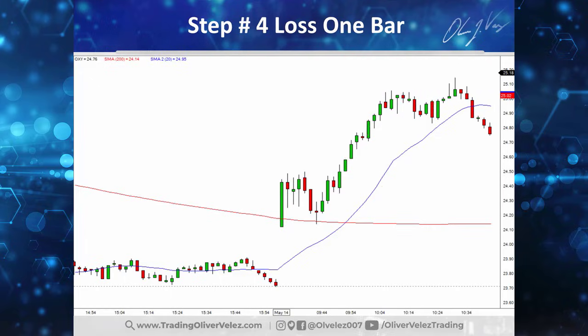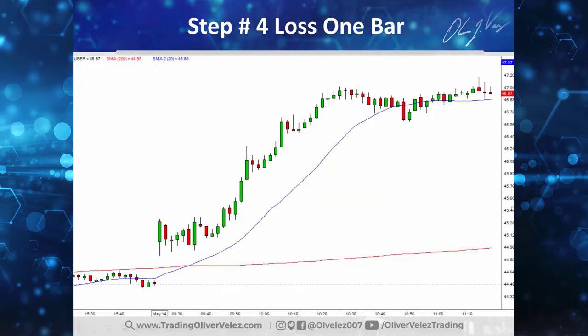All right. Let's take a look at another play. This is Uber. We're looking at Uber here, right? Again, 2-minute chart. Every bar represents 2 minutes of trading. We've got the 20-period moving average, and we have the 200-period moving average.